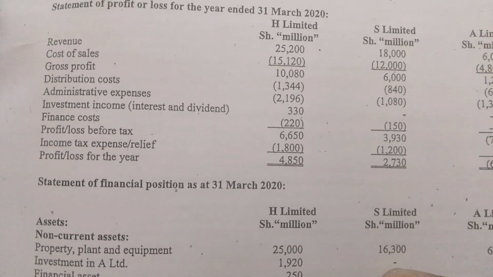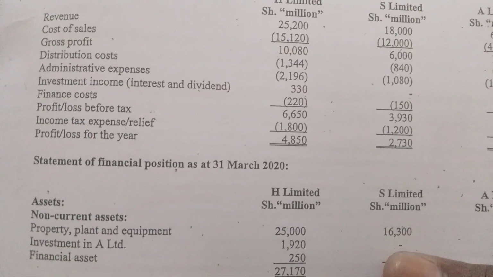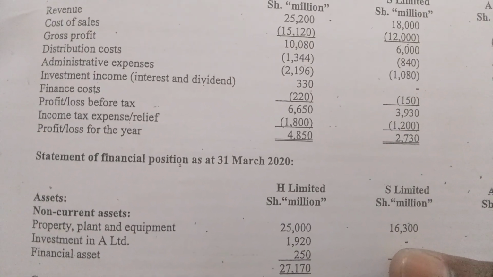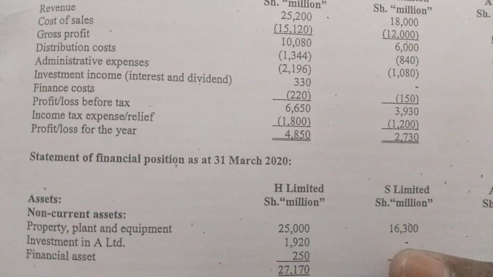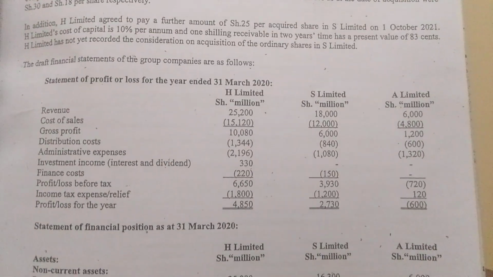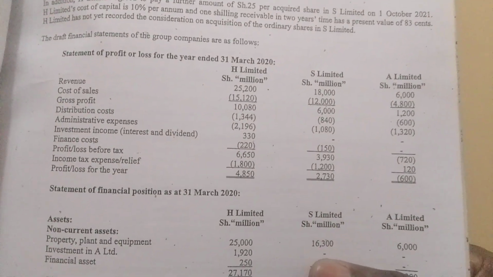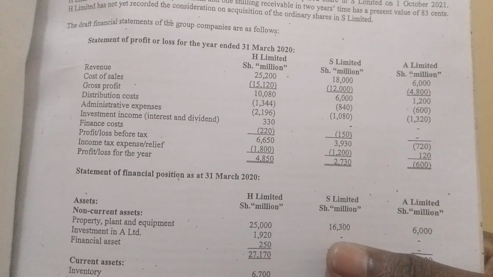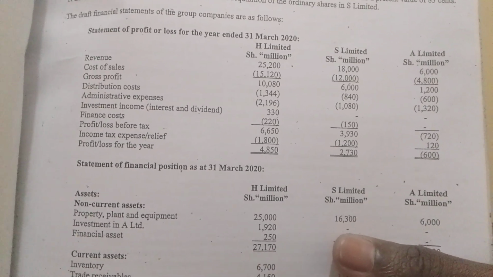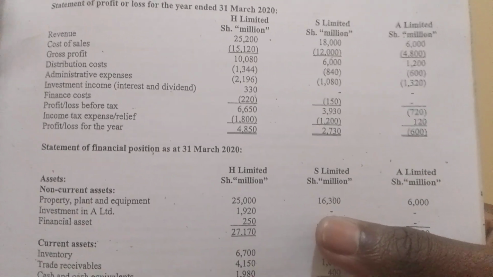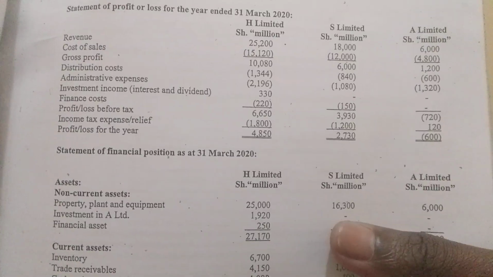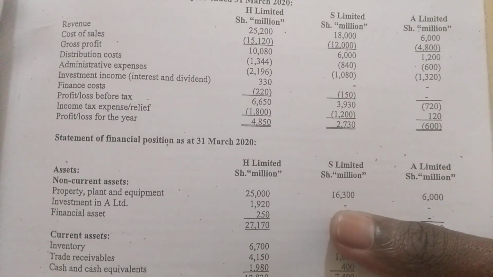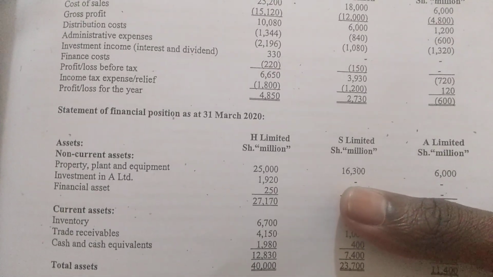So you have the statement of profit or loss for the year ended 1st March 2020. Now you can see the items there. There are 3 companies: H Limited, which is a parent; S Limited, subsidiary; A Limited, associate.